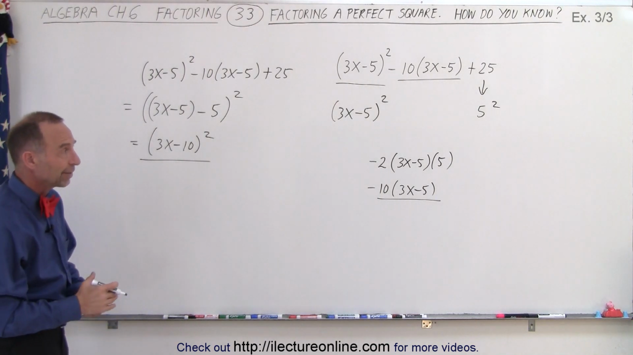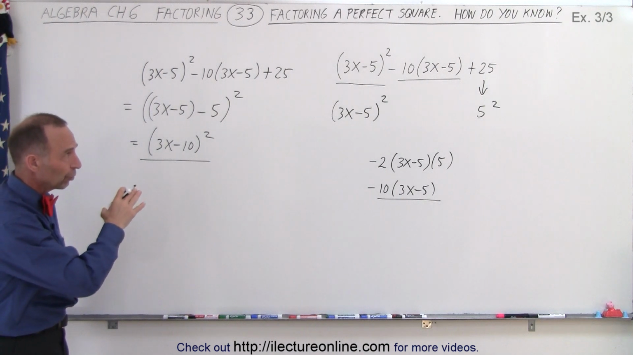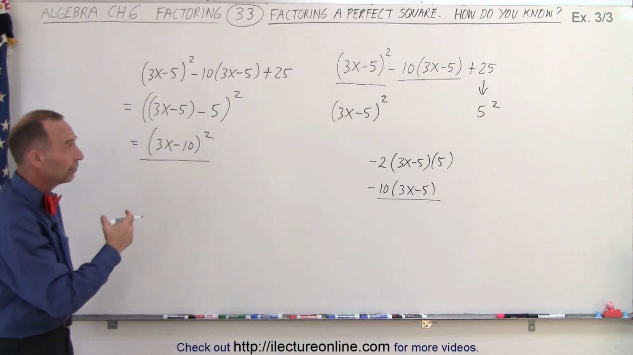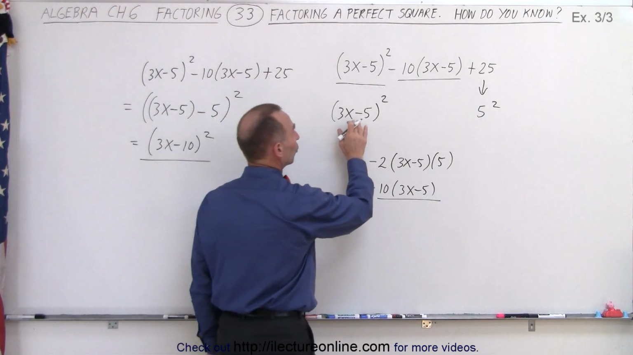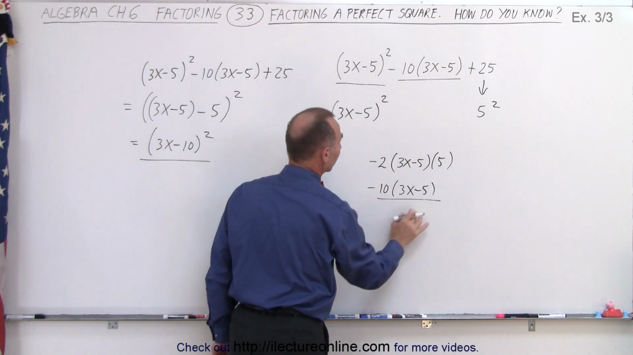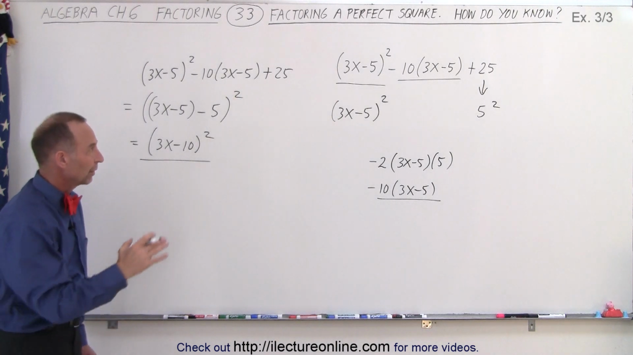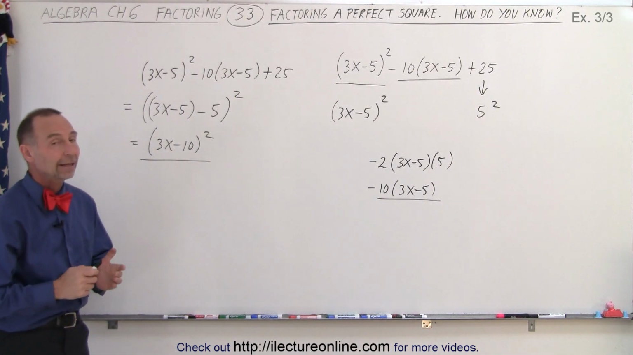So you can see that sometimes it doesn't quite look like a perfect square, but if the first term and the last term can be written as the square of something, then if you multiply those two terms times 2, in this case times a negative 2, and you get the middle term, then of course you know you have a perfect square, and then you use the technique of factoring it that way. And that is how it's done.